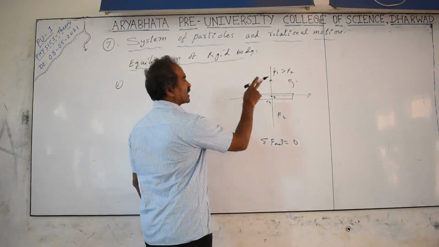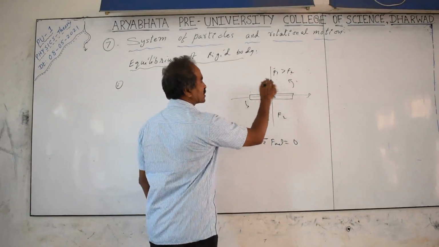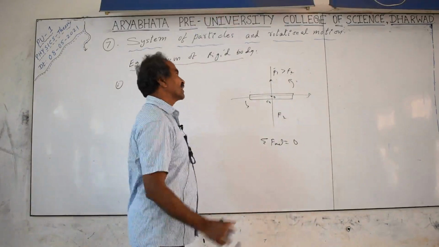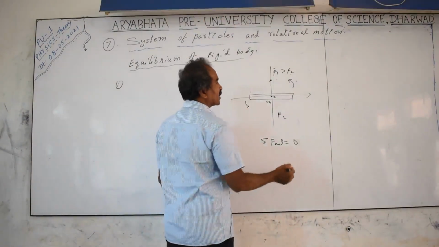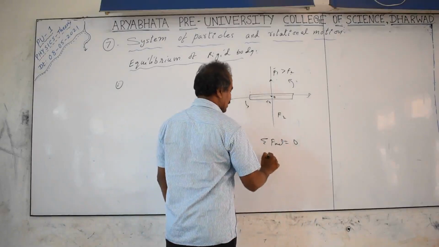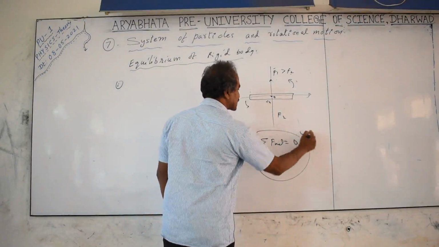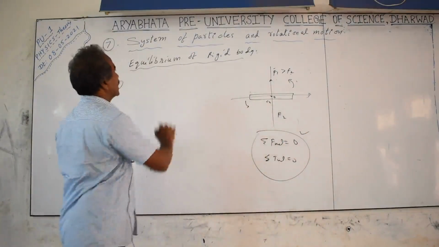But if it is not having the translatory motion, it is possible that it can have the rotational motion, like a fan. A fan is not having the translatory motion, it is rotating at one place only. If you want to avoid the rotational motion also, you have to take the net torque equal to 0. If these two conditions are satisfied, we say the rigid body is at equilibrium.